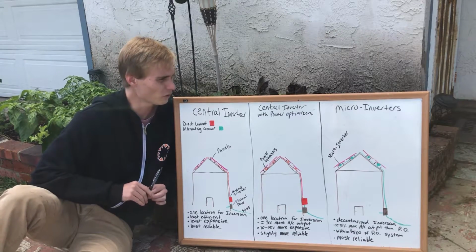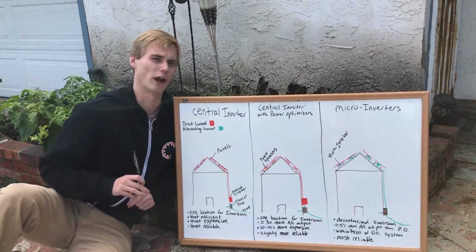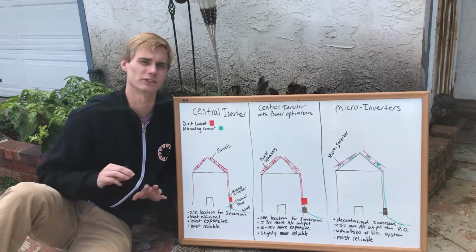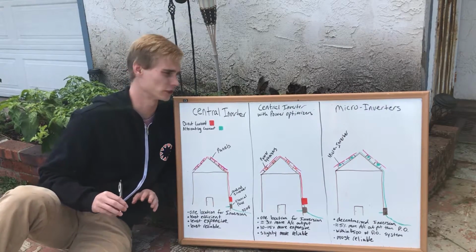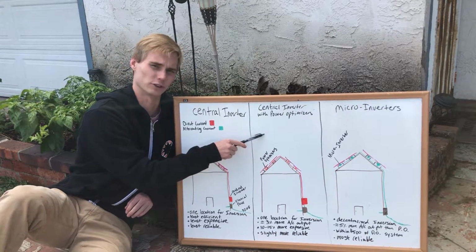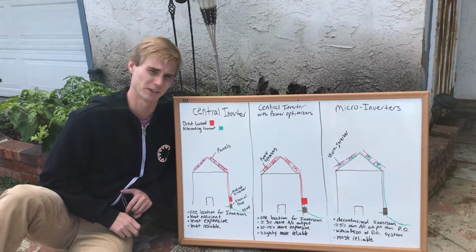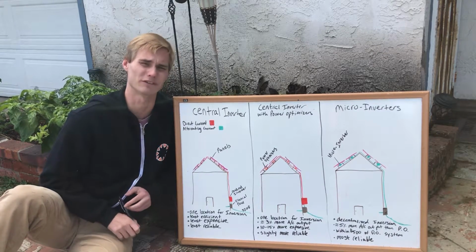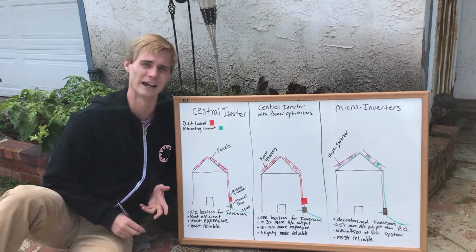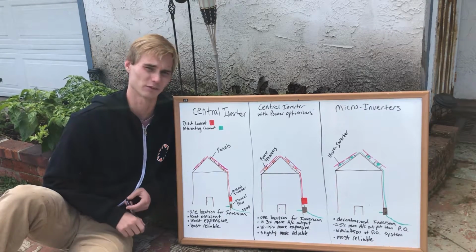So the microinverters is what I prefer. It's what I put on every single house that I've ever sold. I've actually never sold a central inverting system with the power optimizers because I just don't believe in it. I've seen so many fail, and I just wouldn't want to put any of my customers through that reality.